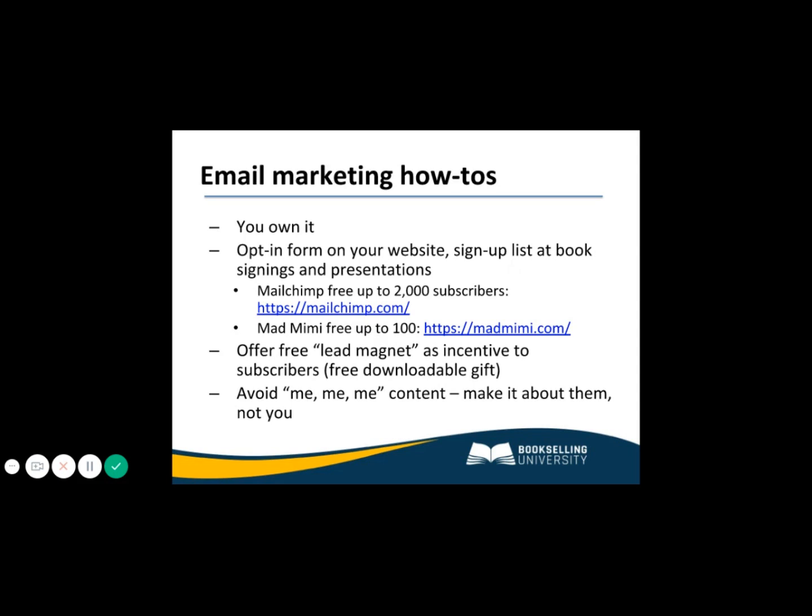So you have an opt-in form on your website, and maybe you have a sign-up sheet when you make presentations or do book signings. It's on a clipboard and it says, please add me to your newsletter list. And they give you their name and their email address. And then you go back to your computer and you add them manually. Key point, in order to have an opt-in form, you need an email service provider, which would be a company like MailChimp, which a lot of authors start with because it's free for up to 2,000 subscribers. I know a lot of people who use one called Mad Mimi, and that's free for up to 100 subscribers. But after that, it's $10 a month for 500 subscribers.